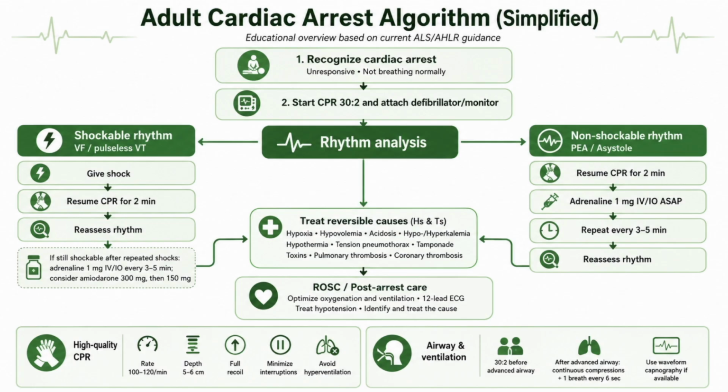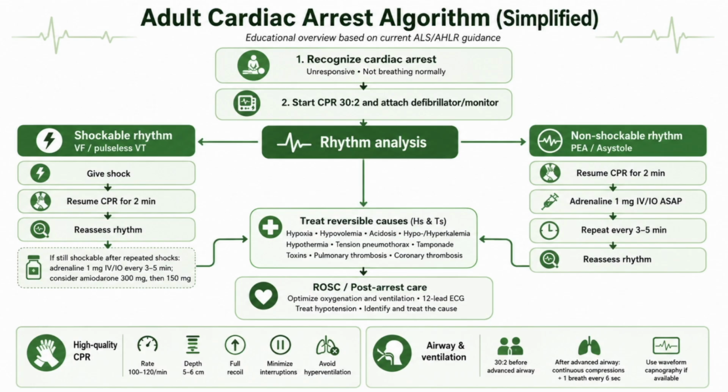The next step is rhythm analysis. In adult cardiac arrest, we divide rhythms into 2 main groups, shockable rhythms and non-shockable rhythms. Shockable rhythms are ventricular fibrillation and pulseless ventricular tachycardia. These rhythms require defibrillation. After giving a shock, we immediately resume CPR for 2 minutes. We do not stop to check the pulse immediately after the shock. After 2 minutes, we reassess the rhythm.